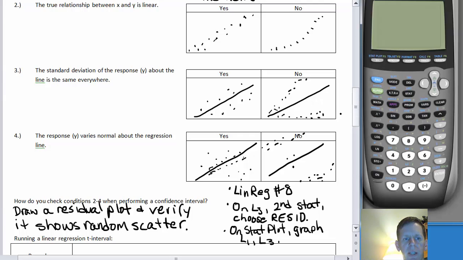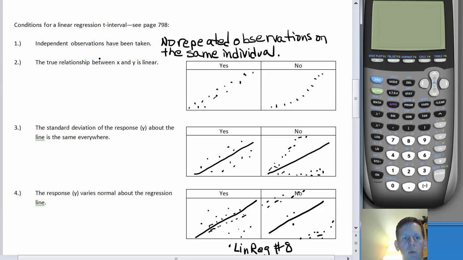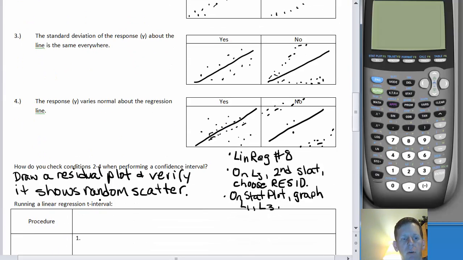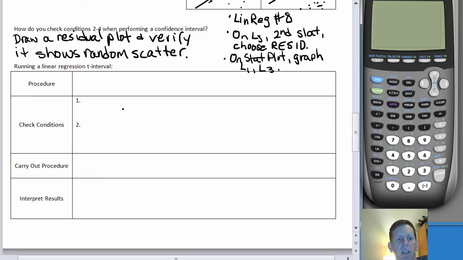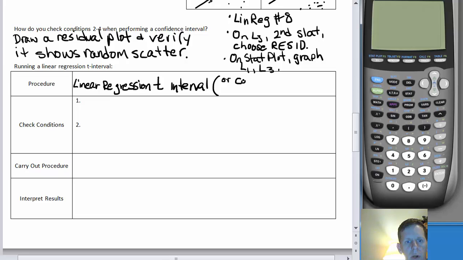So really, when you check the conditions, despite the fact that there's actually 4 conditions to check, once you check the first condition, we're going to do a residual plot, and if you show random scatter on that residual plot, that means your second, third, and fourth conditions are met. So here's our setup using our table and how we'd run a linear regression t-interval. The name of this procedure is officially a linear regression t-interval, or you can also call it a confidence interval for slope.